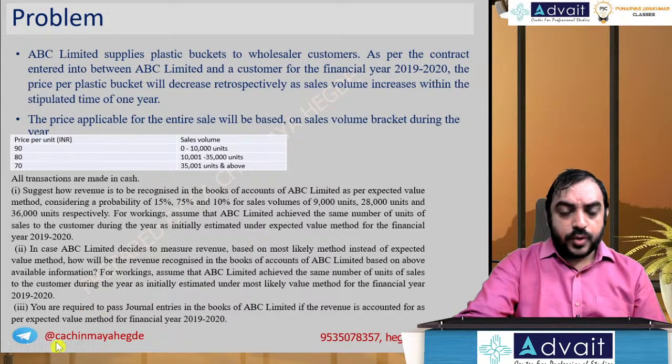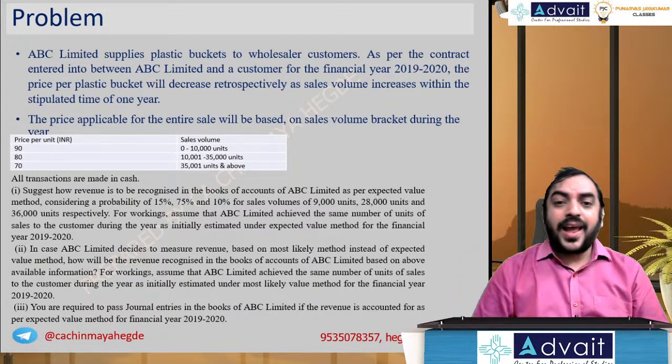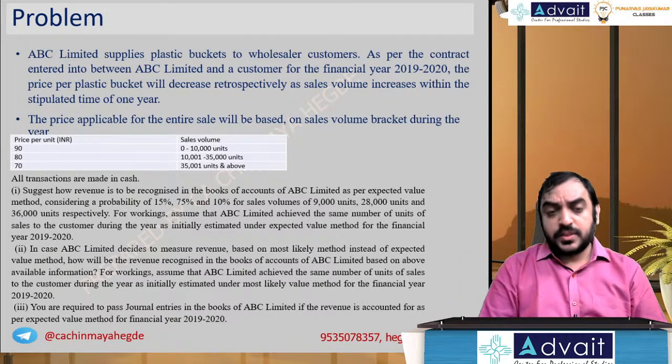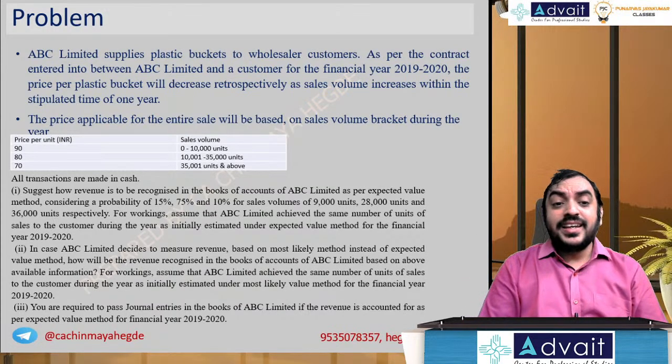Slightly bigger problem. ABC Limited supplies plastic buckets to wholesale customers. As per the contract entered between ABC Limited and a customer for the financial year 1920, the price per bucket will decrease retrospectively on the sales volume increased within a period of 1 year.